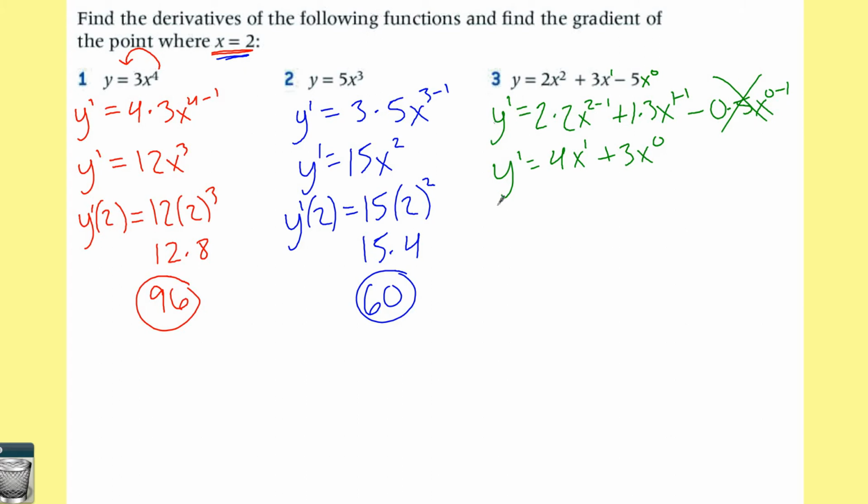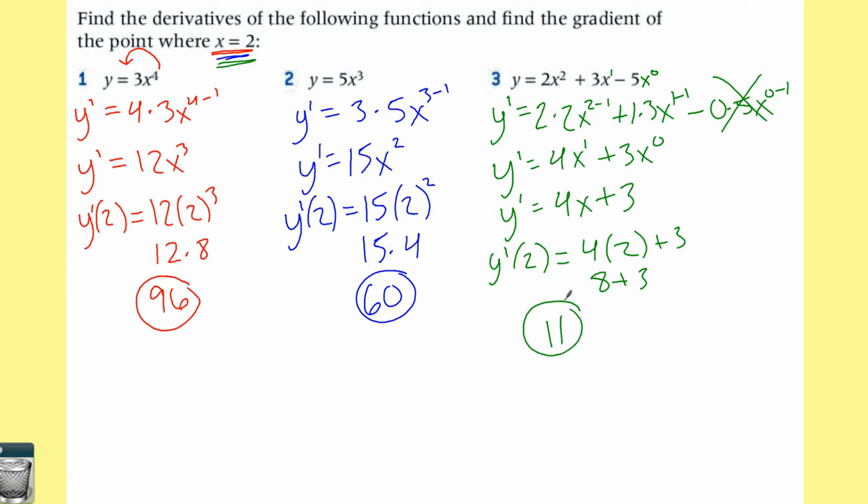Now we want to find our derivative. Well, we can simplify that. I'll try to show all my steps. We don't need to put the 1 as an exponent, you can if you want. And anything to the 0 is just 1, so 3 times 1 is 3. Find it when x is 2: 4 times 2 plus 3, so 8 plus 3. Our derivative when x is 2 is 11. These are the slopes at that point, when x is 2, at some point (2, y) on our graph.